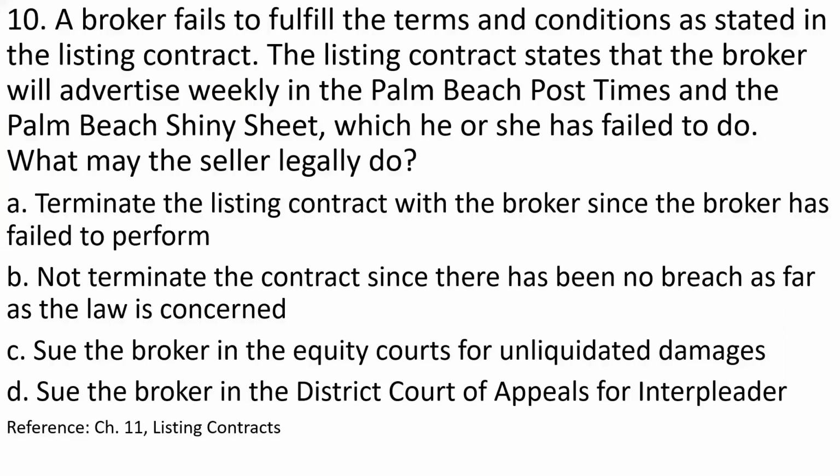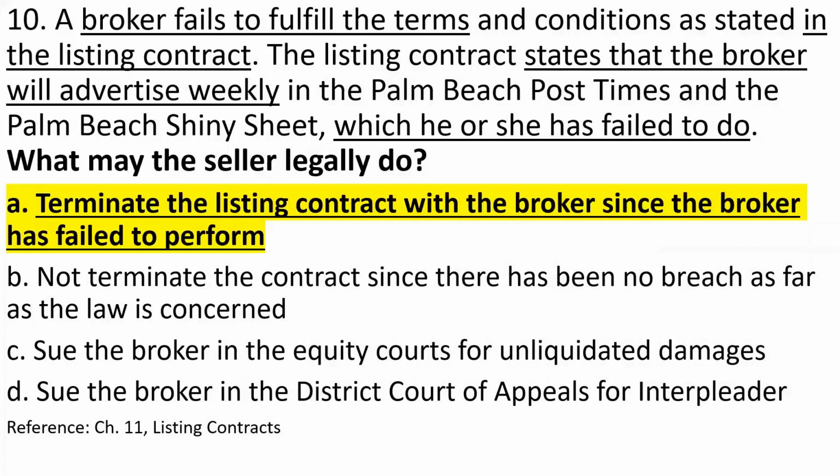Well, here we understand. Let's focus on the keywords. So what may the seller legally do if the broker failed to fulfill the terms as stated? It's telling you she failed to fulfill the terms that she promised. She failed to fulfill the terms in the contract. The broker states that she will advertise weekly, but she failed to do that. We know that the contract can be terminated with the broker because she or he breaches the contract.